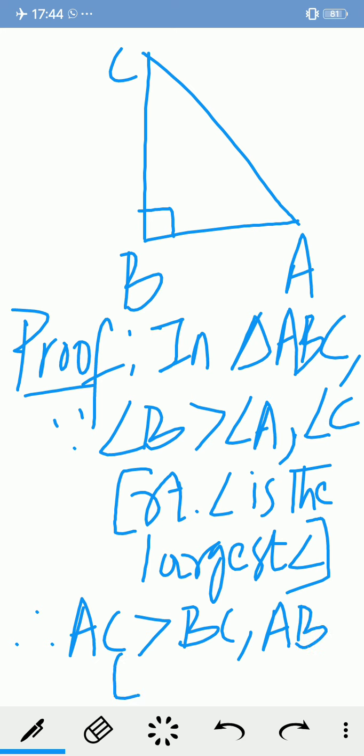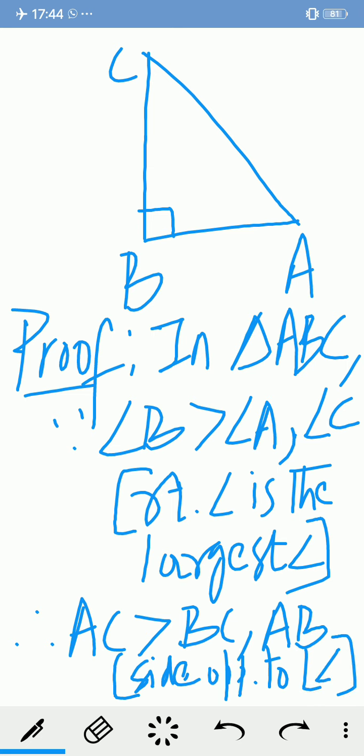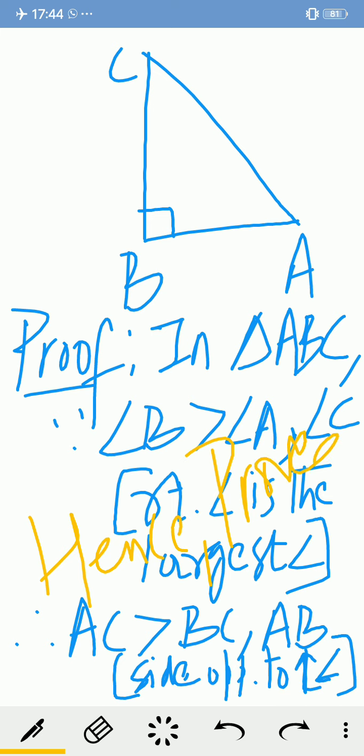And the reason for this is: side opposite to larger angle. Side opposite to larger angle is the reason. Then you can write hence proved. Quod erat demonstrandum. Got it? Okay, make a note.